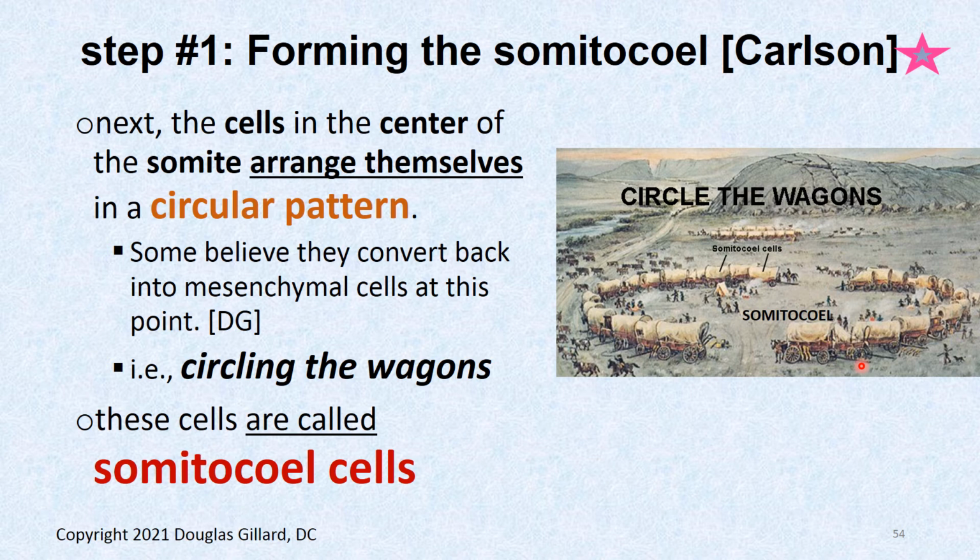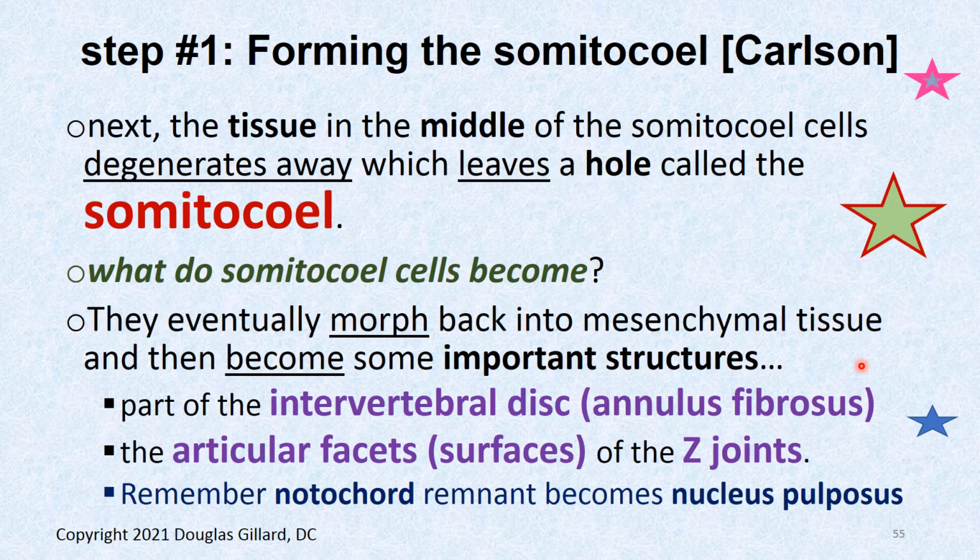And these are called somitocoel cells. That's what our chiropractic board books call them too. Somitocoel cells. All right. Why do we care about these somitocoel cells? Well, especially with chiropractic, they're some very important structures for us. They will ultimately morph into the annulus fibrosus of the disc. So that's really important, right?